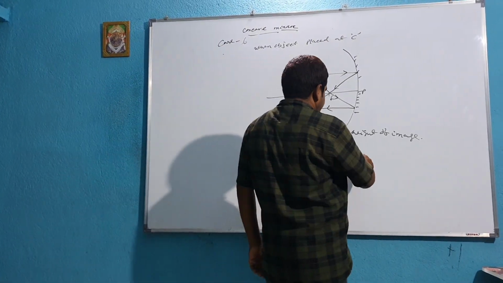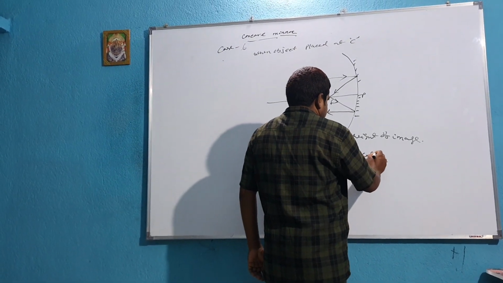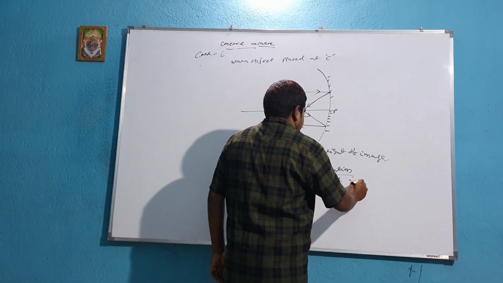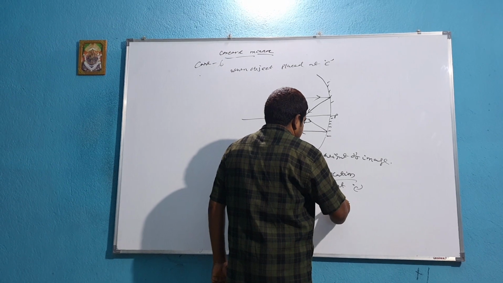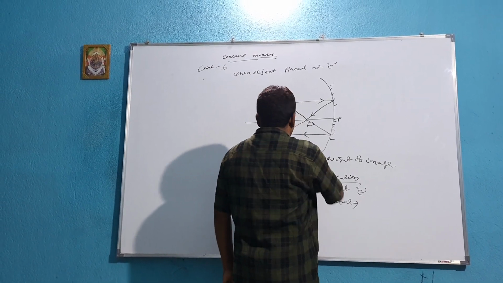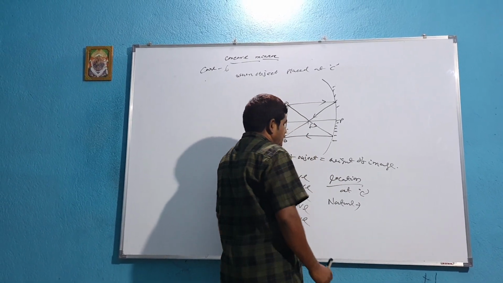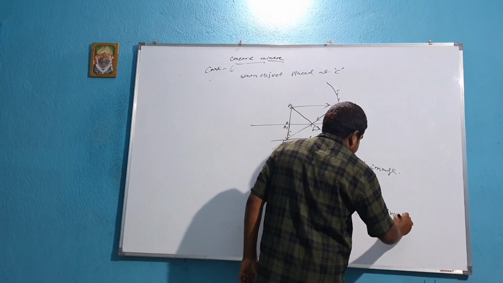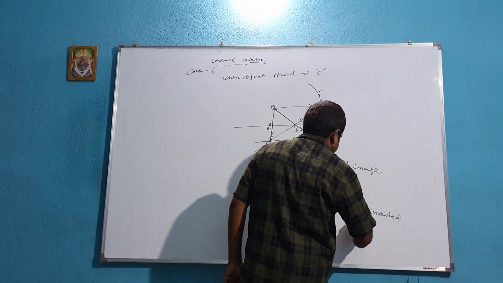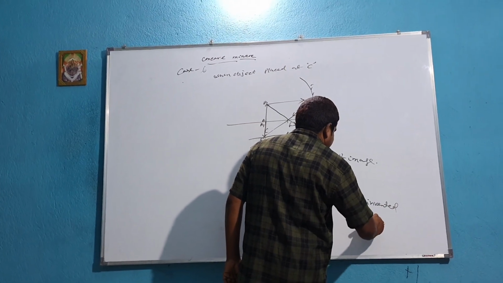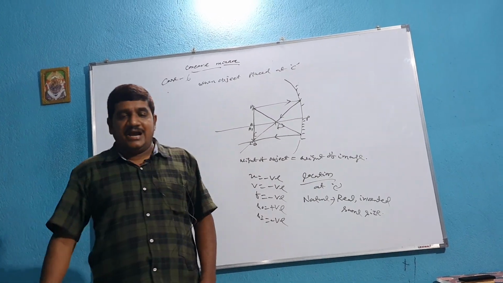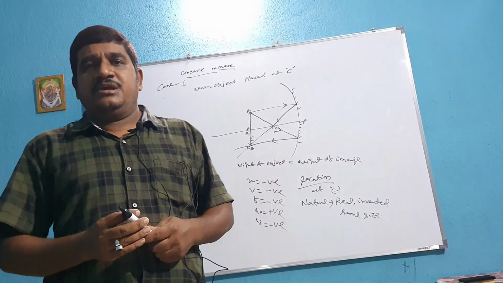Location at C. Nature: real because it is formed in front of the mirror. Real, inverted, same size. Same size means height of the object equal to height of the image.